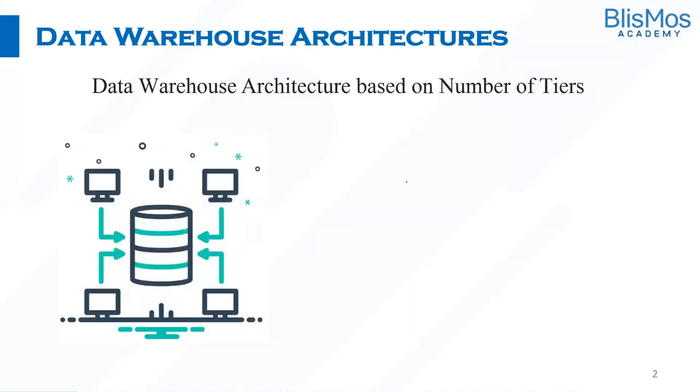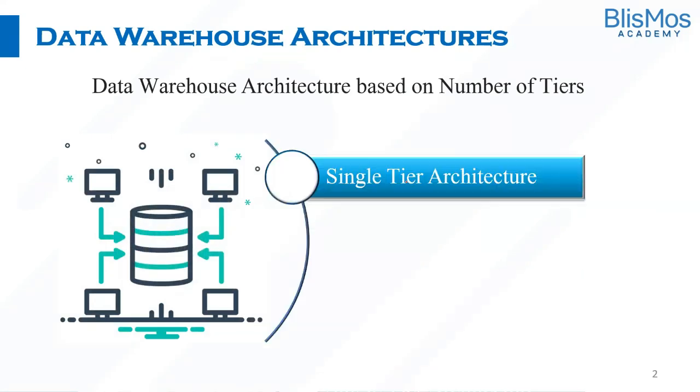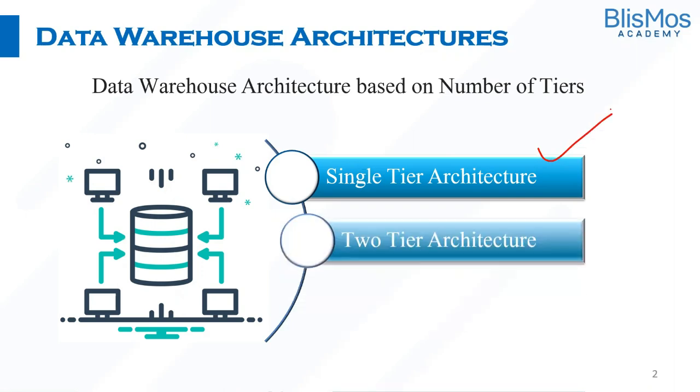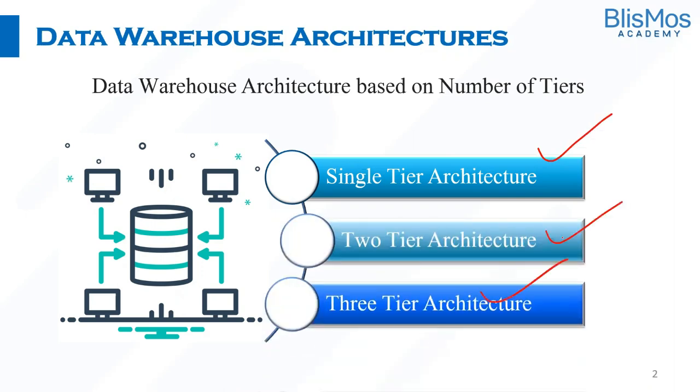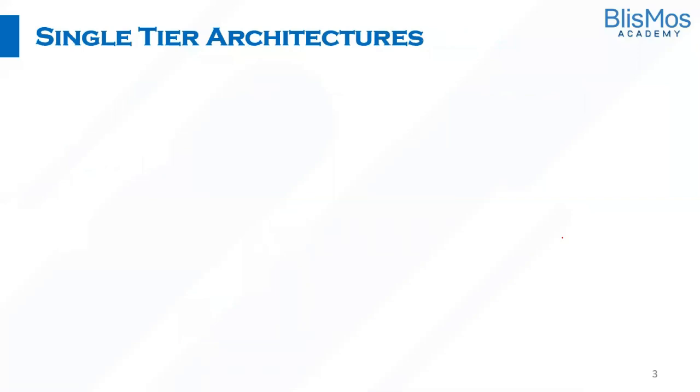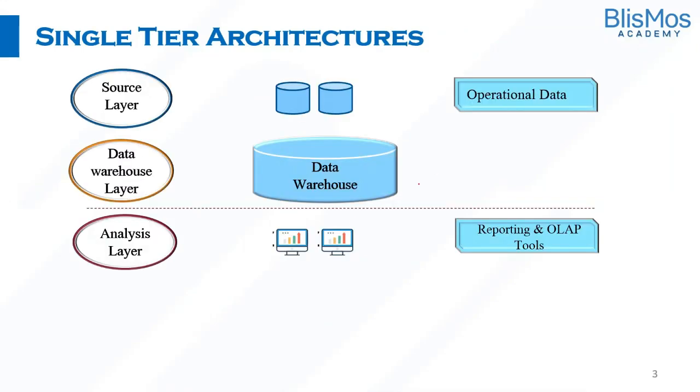Based on the number of tiers, we have three types of data warehouse architecture. One is single tier architecture. Second one is two tier architecture. The third one is three tier architecture. So what is happening in the single tier architecture? As the name indicates, we have a single tier here.